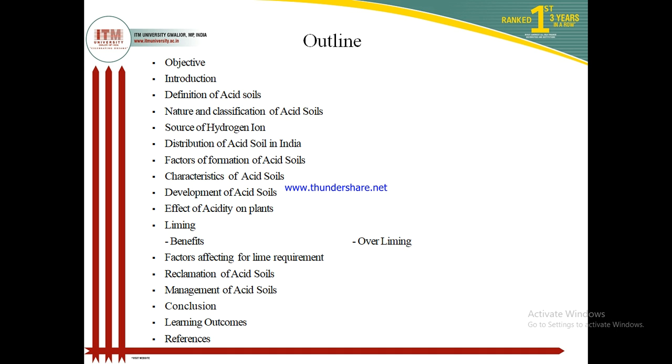So I have given different outlines like objective, introduction, definition of acid soils, nature and classification of acid soils, sources of hydrogen ion, distribution of acid soils in India, factors of formation of acid soil, characteristics of acid soil, development of acid soils, effect of acidity on plants, liming, benefits, factors affecting lime requirement, reclamation of acid soils, management of acid soil, conclusion and learning outcome along with the references.